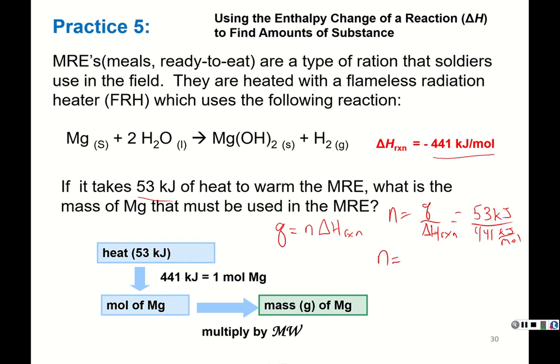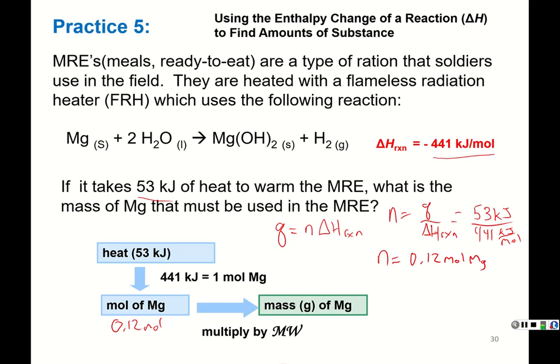If you didn't change that sign, you would just get a negative value for moles, which doesn't make any sense. So if that ever happens to you, if you get negative moles or a negative mass, you can just think, that doesn't make sense, I need to change the sign on that. Okay. So here we have 0.12 moles of magnesium. So if we put it on our roadmap, that's 0.12 moles.